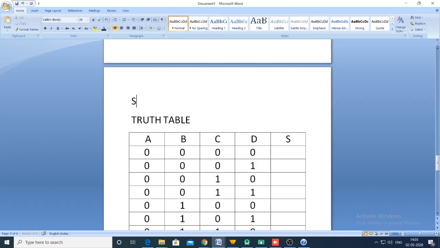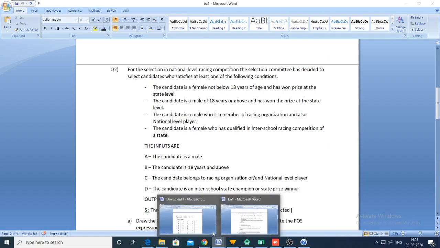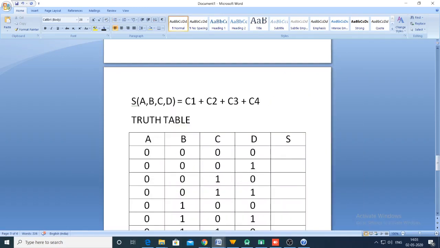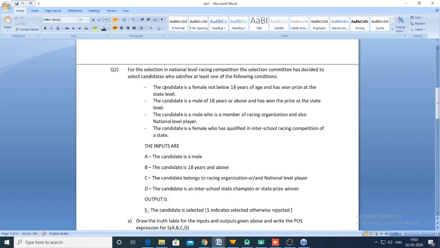So S of A, B, C, D is equal to condition 1 plus condition 2 plus condition 3 plus condition 4. Okay, out of these 4 conditions, any one of the conditions is true, the result is true. So now let us see condition 1. In condition 1, how many variables are involved and what are the conditions there.